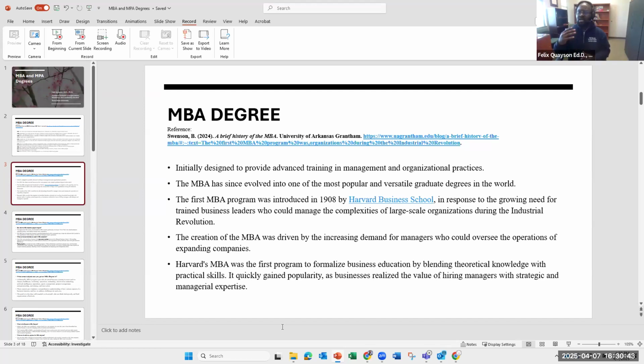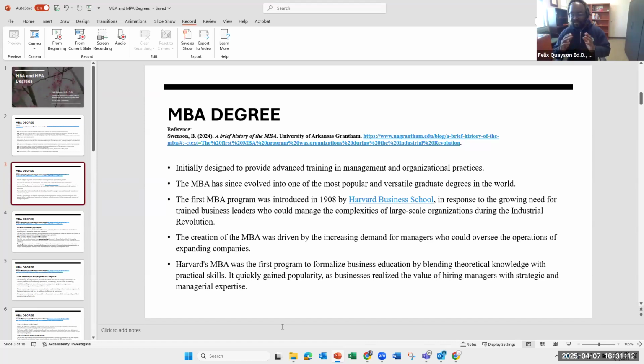Now, Harvard's MBA was the first program to formalize business education. And how did they do that? So they blended theoretical knowledge with practical skills. And it quickly gained popularity as business realized the value of hiring managers with strategic and managerial expertise.